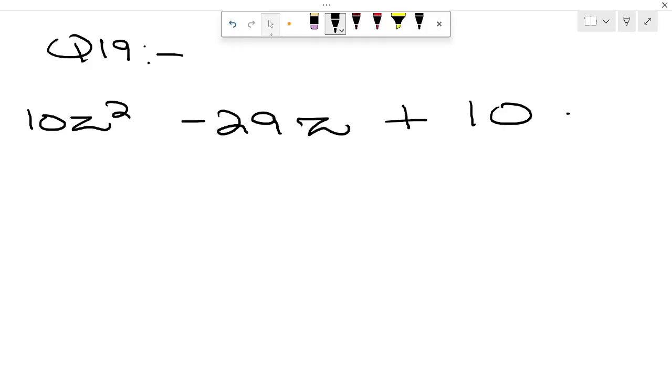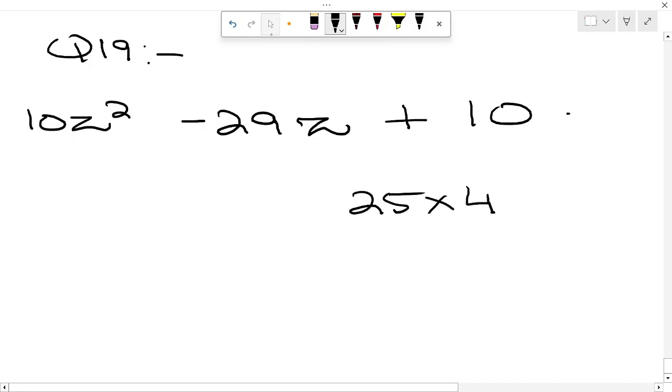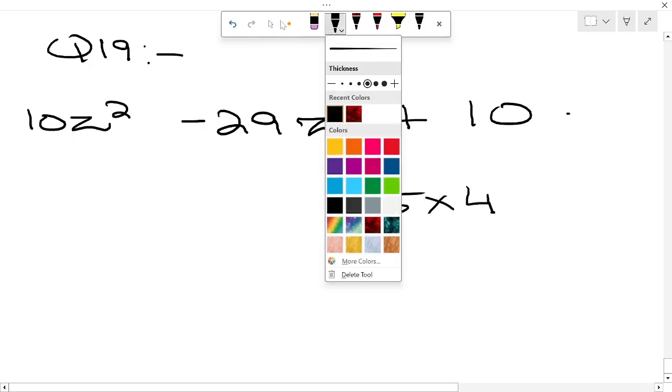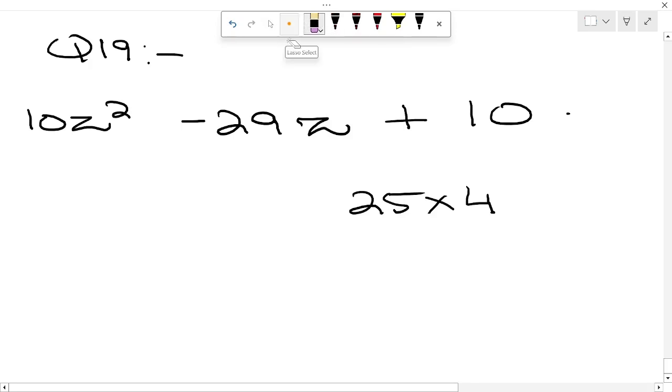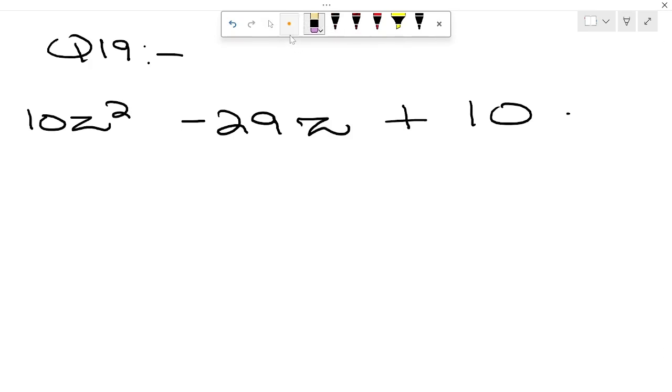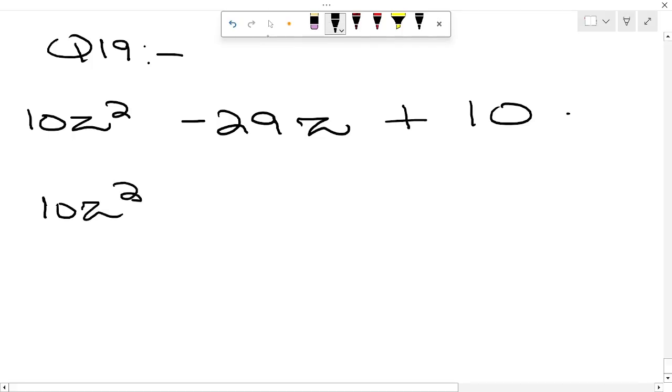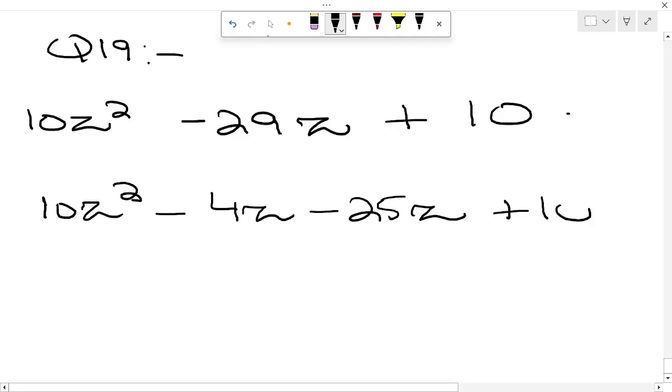So what are the factors of 100? It is 25 multiplied by 4. If we add them up they produce 29. So we will use negative 25 and negative 4 as our factors. I'll write 10z square, subtracted 4z because it is a factor, and then subtracted 25z as it is also a factor, and then added with 10.